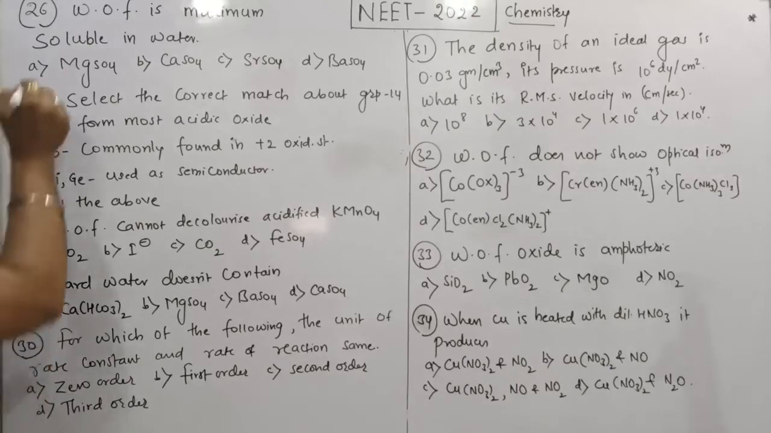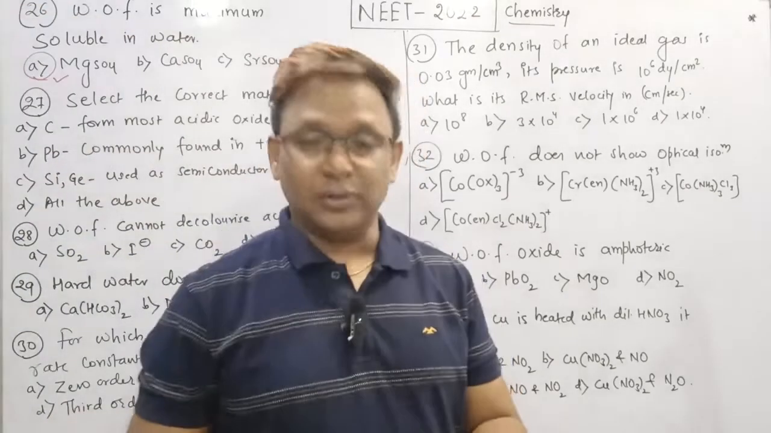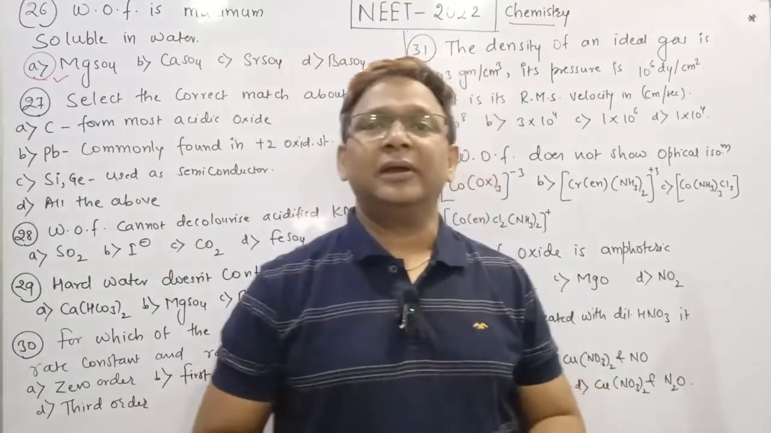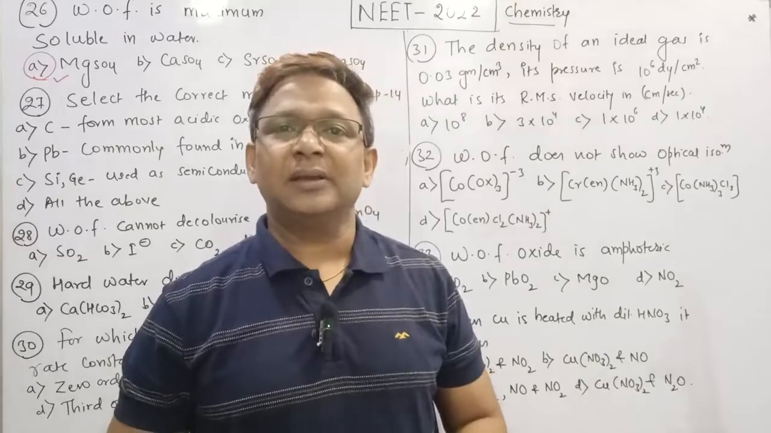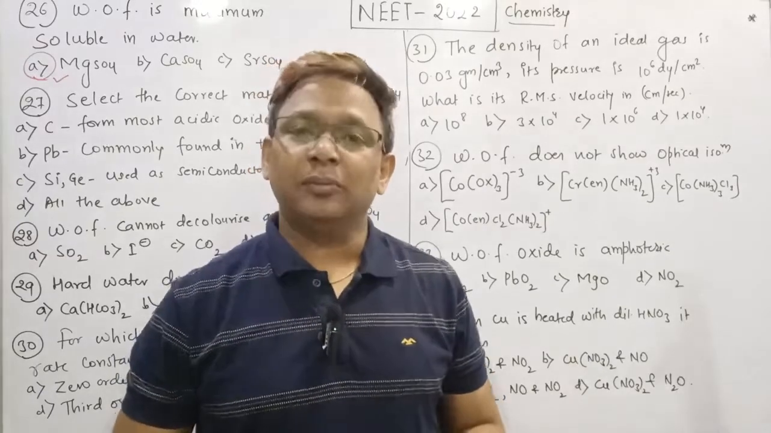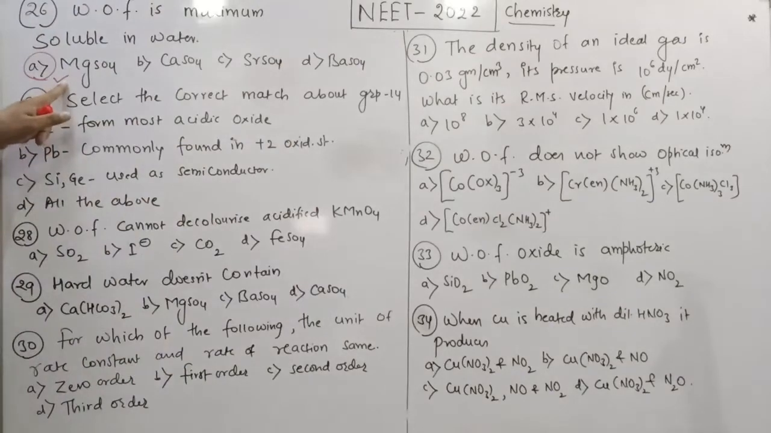So the answer is, which of the following is maximum soluble in the water? We can say magnesium sulfate is more soluble in water. If we talk about the solubility of alkaline earth metal sulfates, it decreases down the group, that means magnesium sulfate will be more soluble. This is the question. The answer for this one is magnesium sulfate.